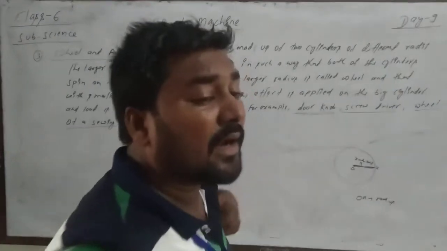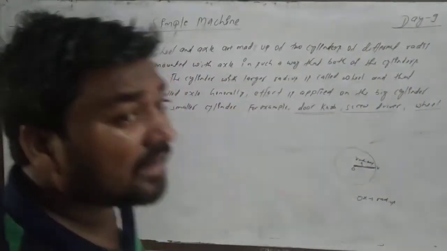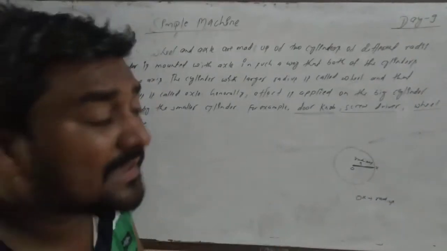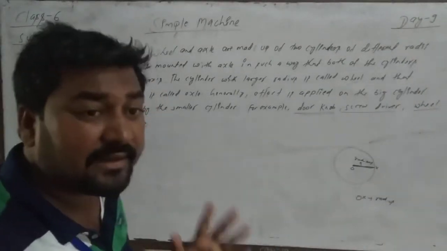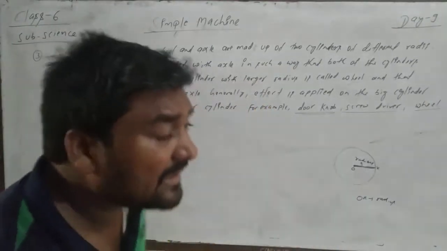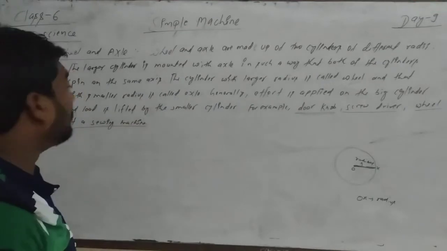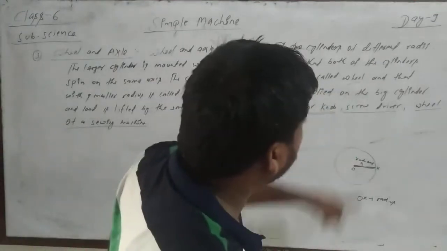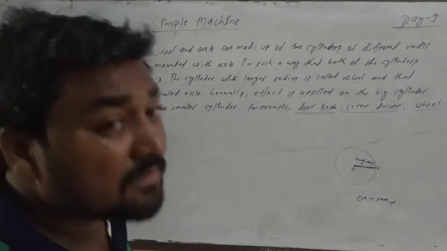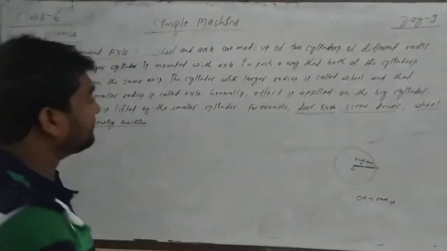If anybody asks what is the wheel and what is axle, you can say the cylinder which has a larger radius is called wheel, and the cylinder which has a smaller radius is called axle.